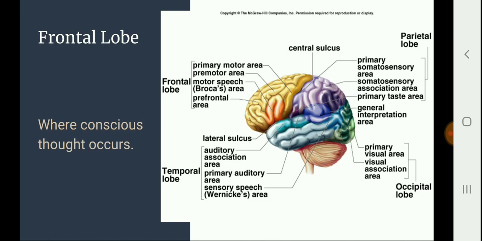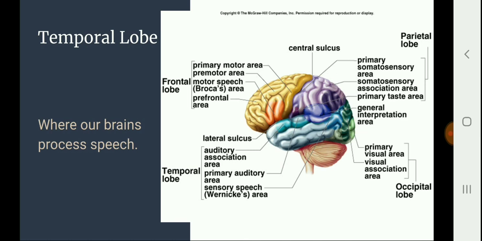Okay, let's break down the parts of the brain. So the 4 main parts of the brain are the frontal lobe, temporal lobe, parietal lobe, and the occipital lobe. What you need to know about the frontal lobe is pretty simple. It's where conscious thought occurs. You decide to talk, that comes from your frontal lobe. You decide to move, that comes from your frontal lobe. You decide to think, that comes from your frontal lobe.